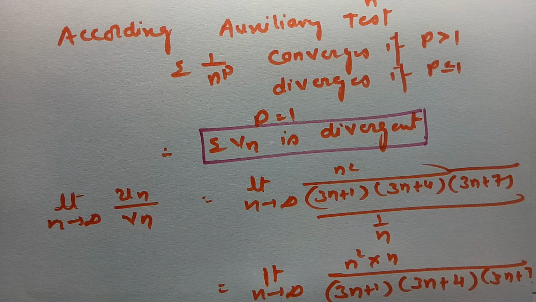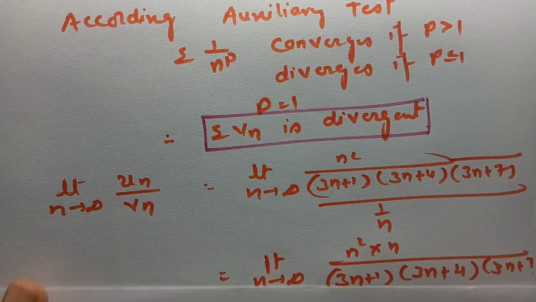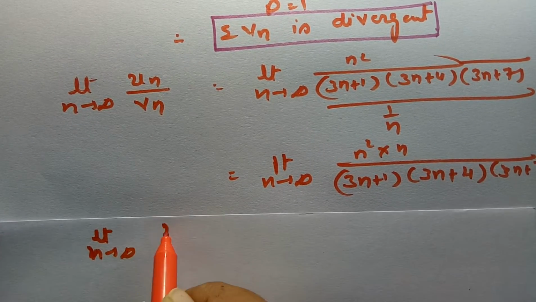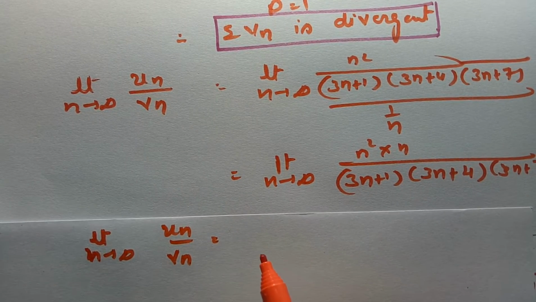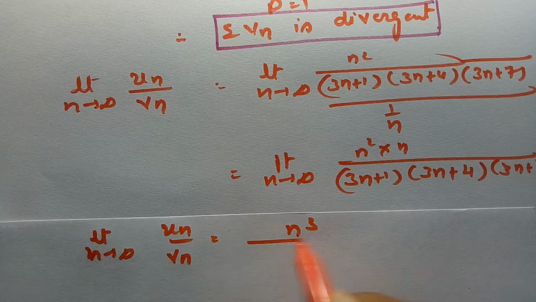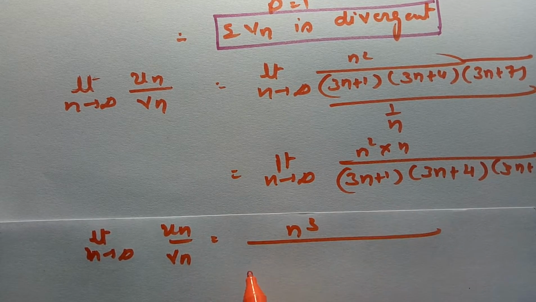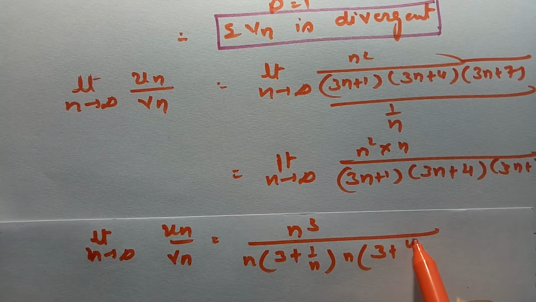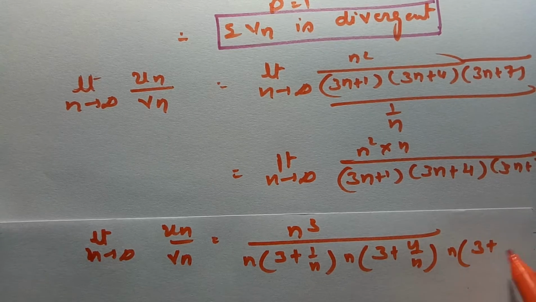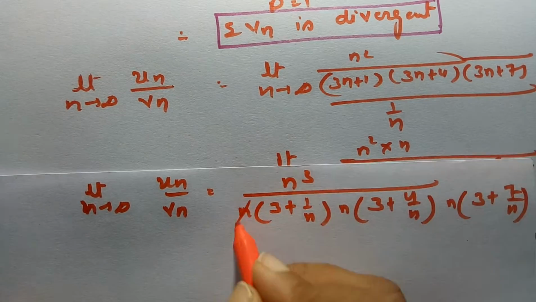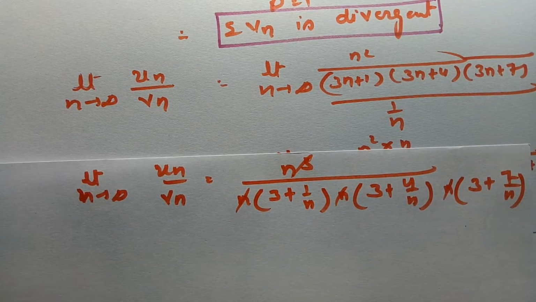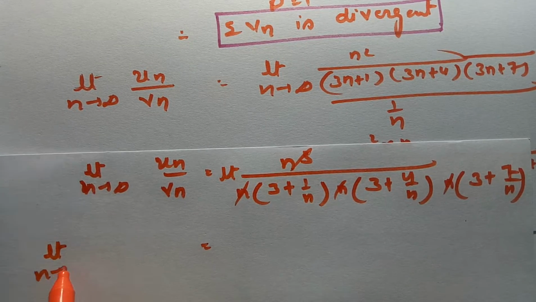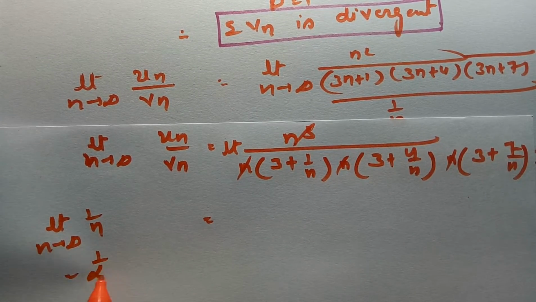For checking this value, we calculate the limit of un by vn as n tends to infinity. This will be n cube by, if I take n common, 3 plus 1 by n, then 3 plus 4 by n, then 3 plus 7 by n. I can cancel n from the numerator and denominator. Then after applying the limit, as you all know, limit n tends to infinity of 1 by n is equal to 1 by infinity.